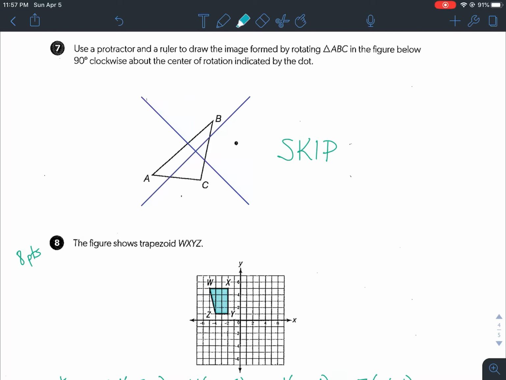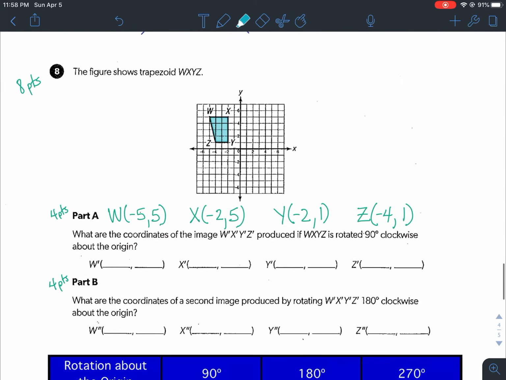Understanding Rotations, Worksheet 19, questions 7 and 8. We're actually going to skip question number 7, where you're asked to use a protractor and a ruler to draw the image formed by rotating triangle ABC. We're not going to do that. You could either cross it out or write skipped, whatever you want to do, but we are not going to be rotating that triangle. So we can skip number 7. Let's go to number 8.